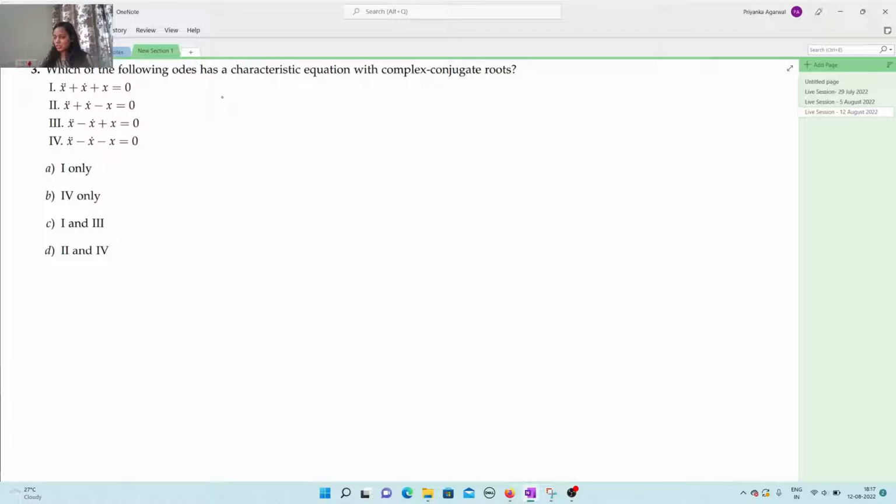Now let's look at the second part. So the equation is this. Now again, if you find the characteristic equation for this, it will be lambda square plus lambda minus 1 equals 0, so this is the characteristic equation.